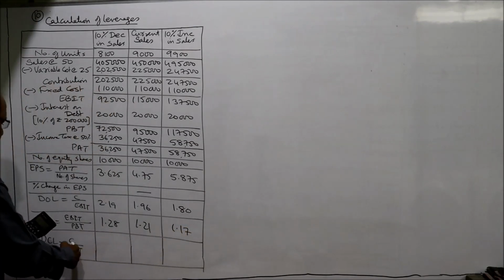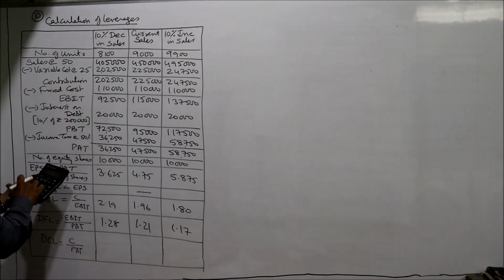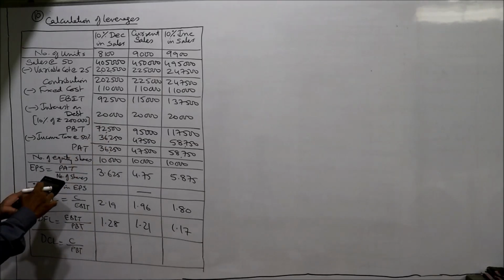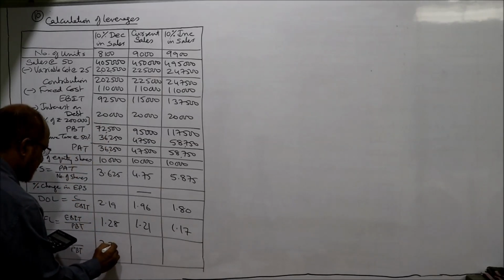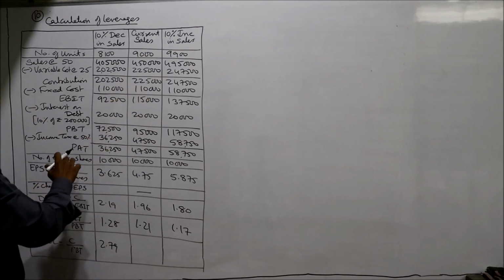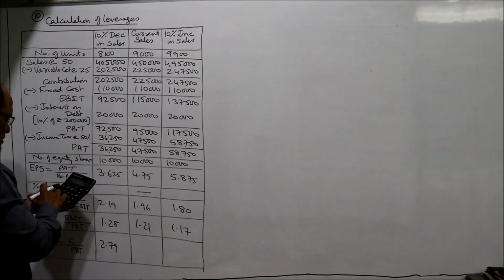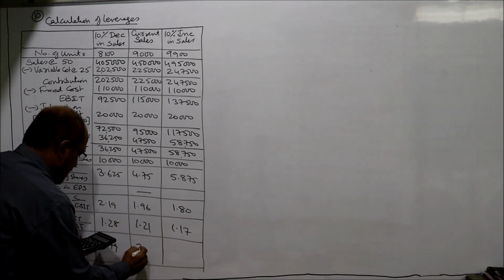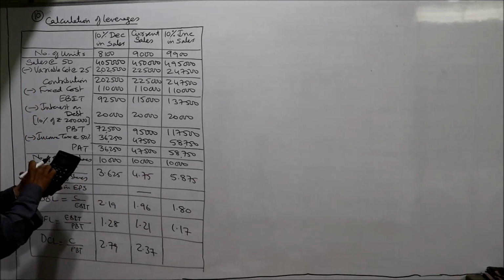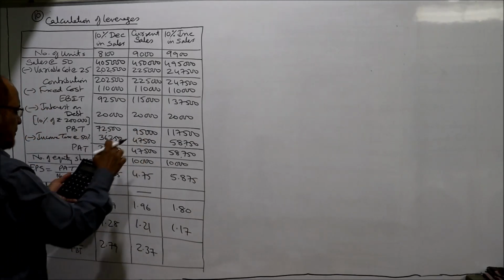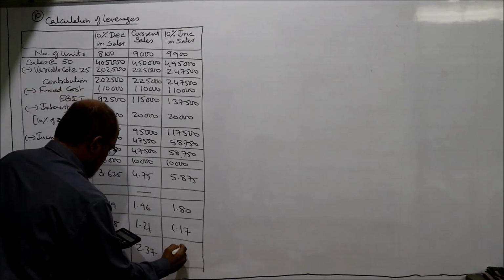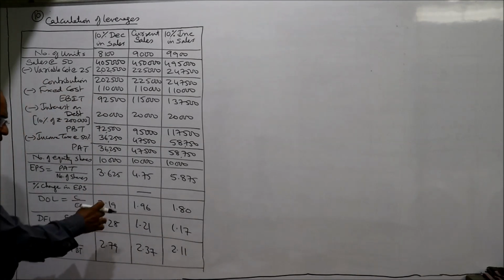C divided by PBT. 2,02,500 divided by 72,500, 2.79. Here also contribution 2,25,000 divided by PBT 95,000 comes to 2.37. Last one, 2,47,500 divided by 1,17,500, 2.11.